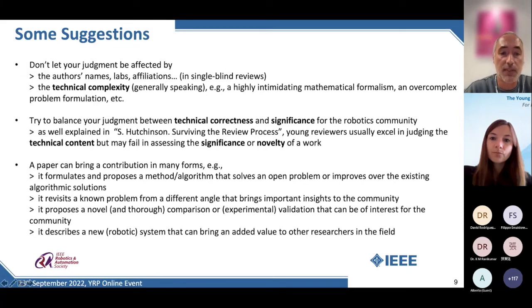It can revisit a known problem from a different point of view that brings some new insights that are interesting for the community. It can propose a novel comparison between algorithms, or also an experimental validation of something that has never been experimentally validated before. It can describe a new robotic system, so it can be a system paper that can bring an added value to the community. So the contribution can be in many forms. The contribution doesn't have to be just, I have my new super fanciful theory and that's it.